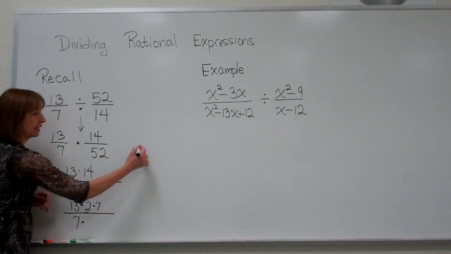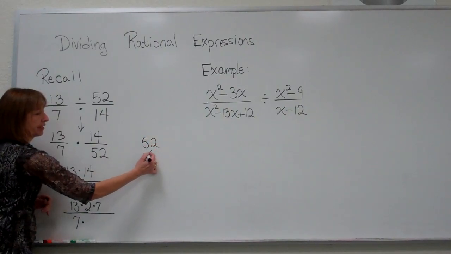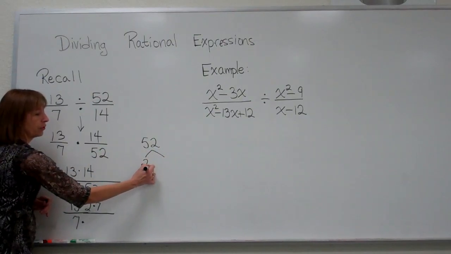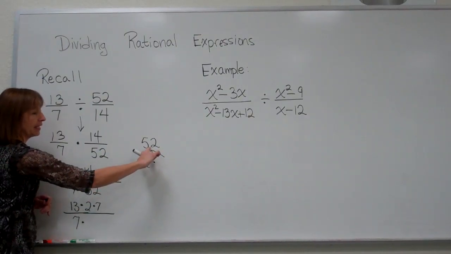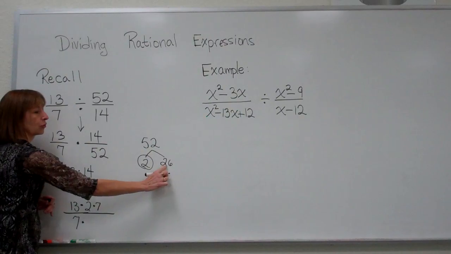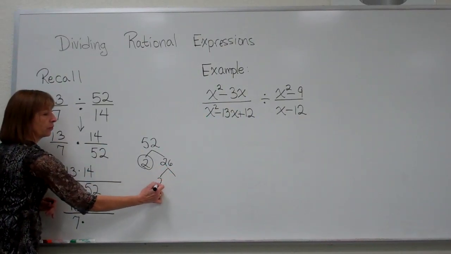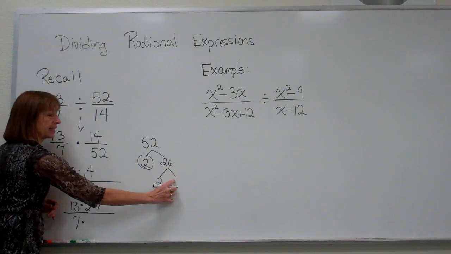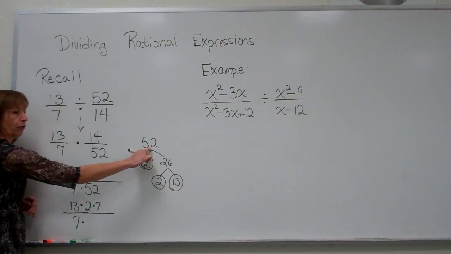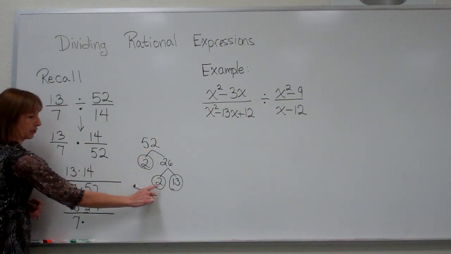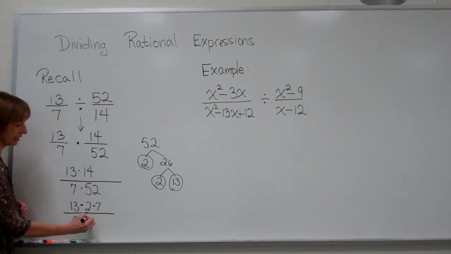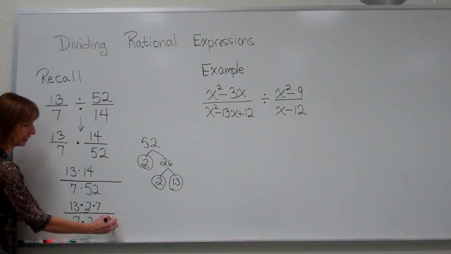And 52, let's go ahead and write out the prime factorization of 52. Well, 52 is even, it's divisible by 2, so I know 2 divides into it. And if I divide 2 into 52, I get 26 for that other branch. 2 is prime. 26 is still even, so I know that 2 will divide into it. And when I divide 2 into 26, I get 13 for the other branch. 2 is prime and 13 is prime. So 52's prime factorization is 2 times 2 times 13. So I'm going to replace this factor of 52 in the denominator with its factorization 2 times 2 times 13.